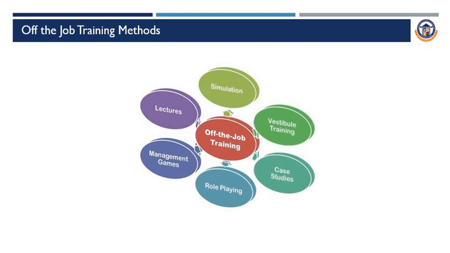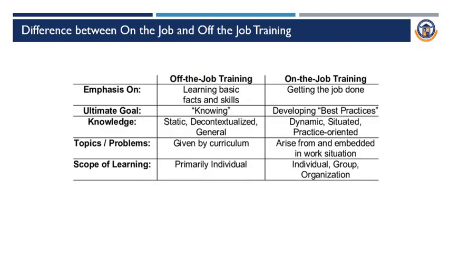Next is management games. Under this method, the trainees are divided into groups and presented with a simulated marketplace or situations wherein they are required to apply their learning and solve the problems accordingly. On the whole, under off-the-job training, the worker concentrates only on learning the job and is not accountable for production.